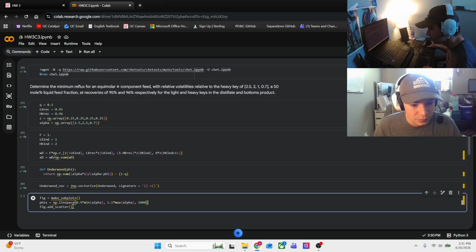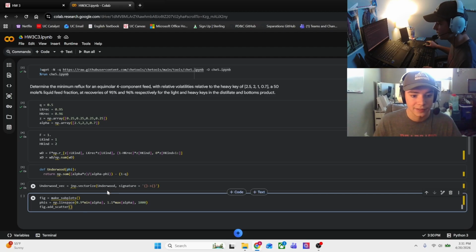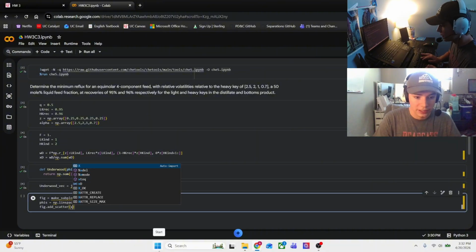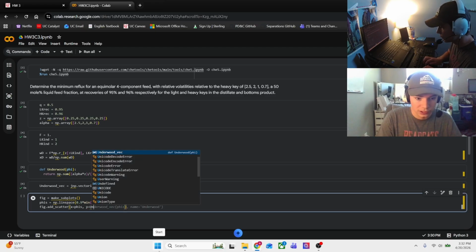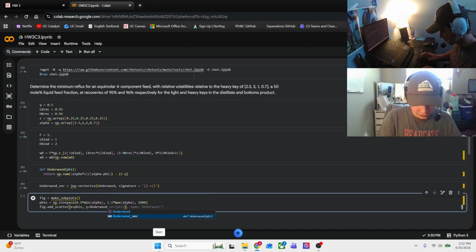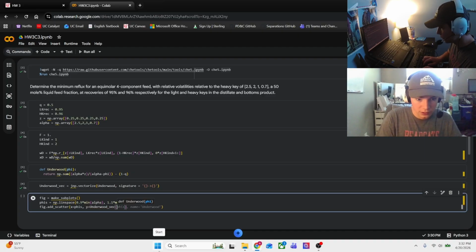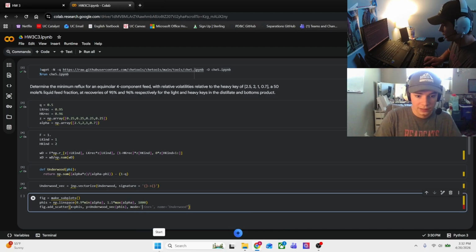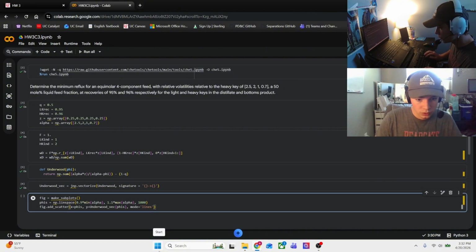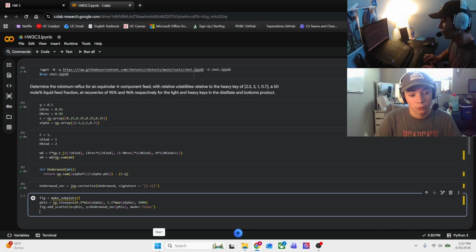So now we can go ahead and move down to our fig.add_scatter. And we can say that our x values are going to equal our phi's, our y values are going to equal our Underwood vectorized function of our phi's. And of course, we're going to do our mode equals lines. I think that should be all good.